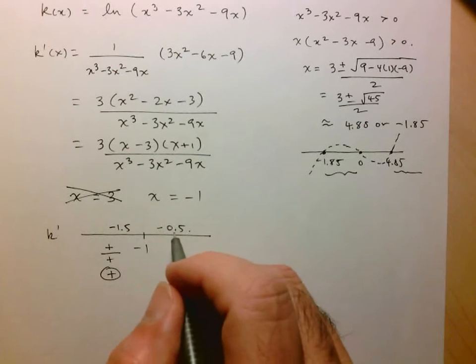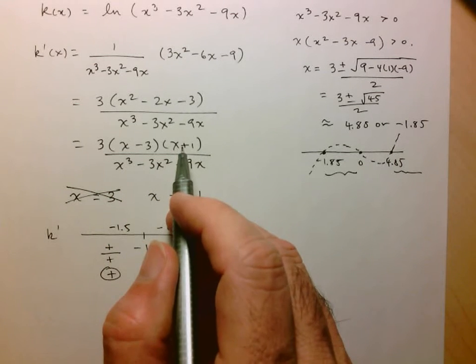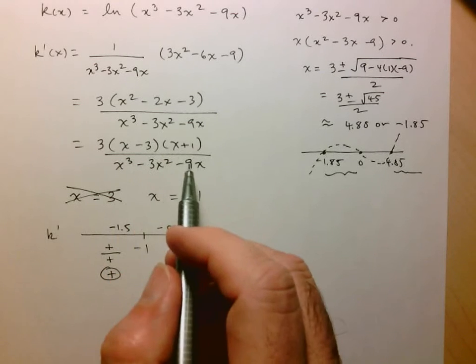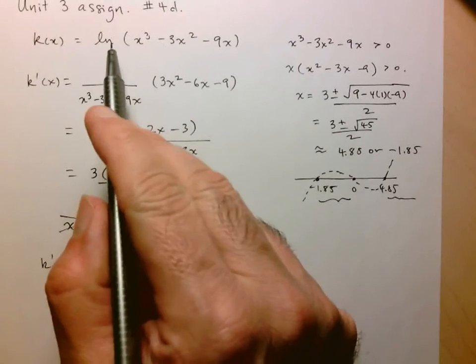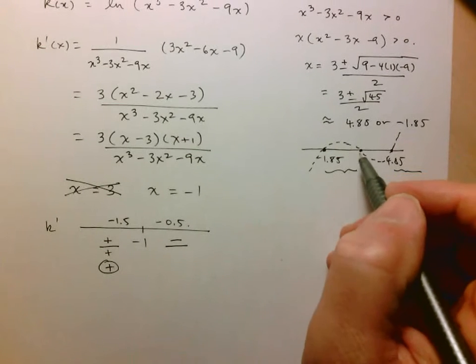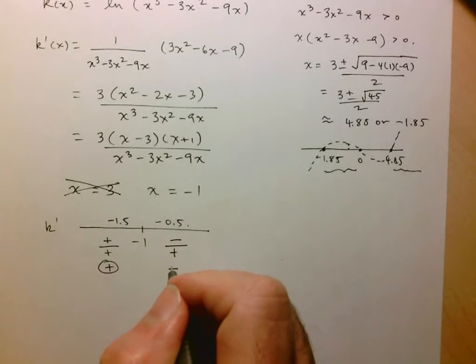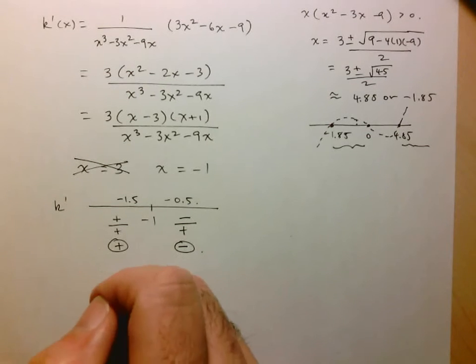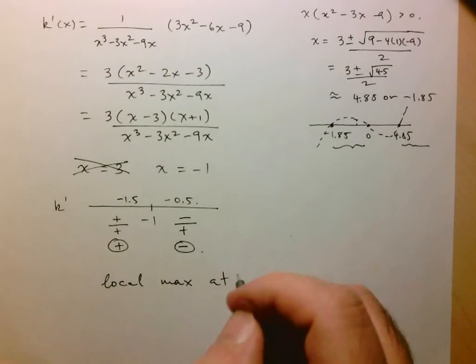So let's put in -0.5. Again, this is going to be negative, but this second one's going to be positive. So negative times positive is negative. And in the denominator, these things have to be positive in order for them to exist, remember, input to the natural logarithm. Let's confirm on our graph that -0.5 is positive there. So that means it's decreasing to the right of -1. Since we're going from increasing to decreasing, we have a local max.